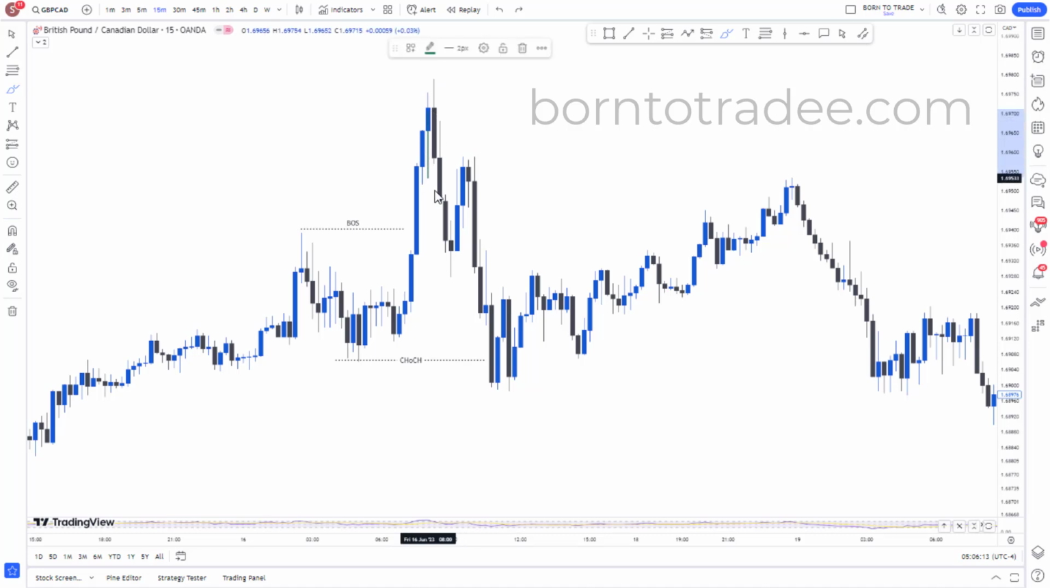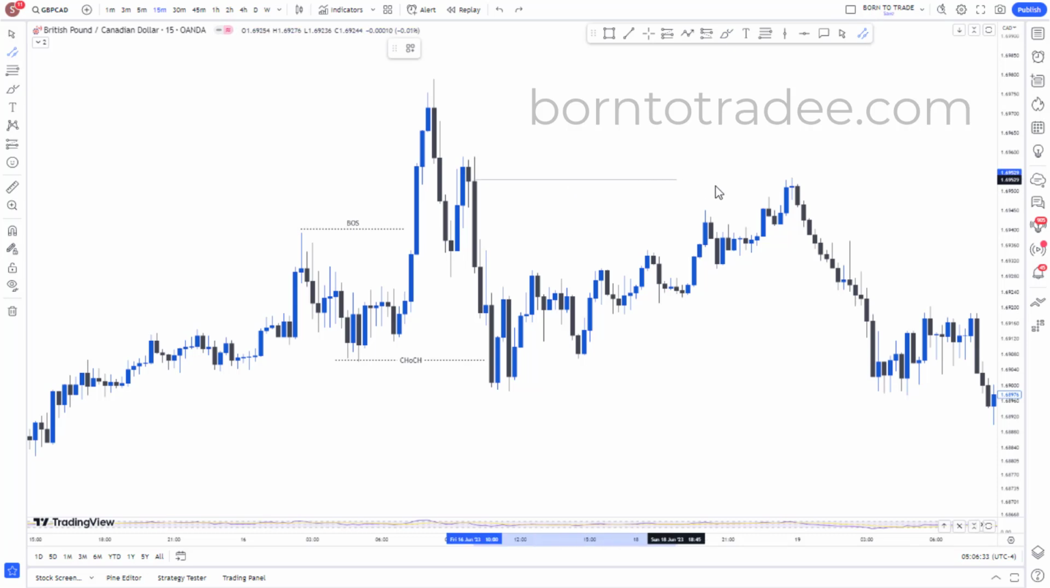Price was efficient at this particular area before it pushed to the downside, but if you look right here, we have this inefficiency, and price usually comes back to areas of inefficiency. Where we have an imbalance, price usually comes back to those areas to fill in the imbalance. So we're going to come here and map out this as our point of interest.